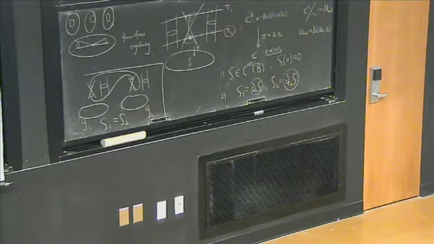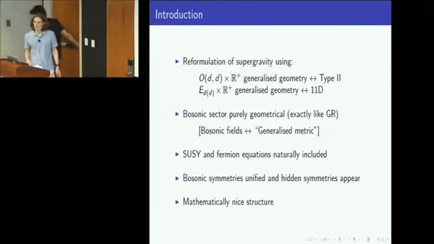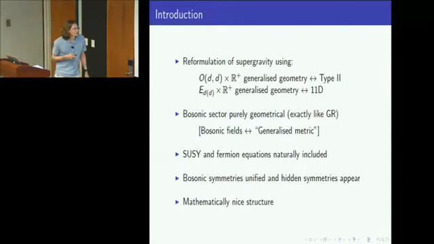We'll see what happens. So the main idea is that we want to use this wonderful mathematics of generalized geometry to completely reformulate all of the equations of supergravity. And it turns out that this is possible. And we're going to talk about O(D,D) times R plus generalized geometry for type 2 supergravity, and E_d(d) times R plus generalized geometry for 11-dimensional supergravity.